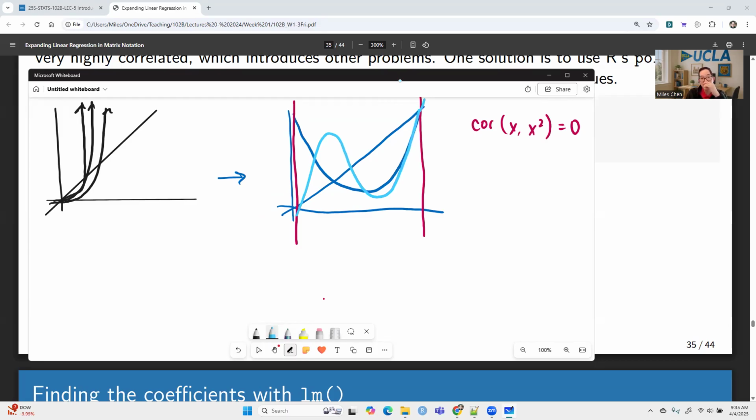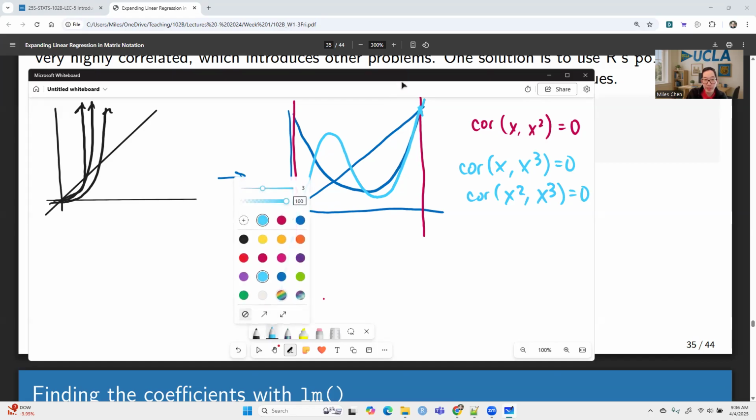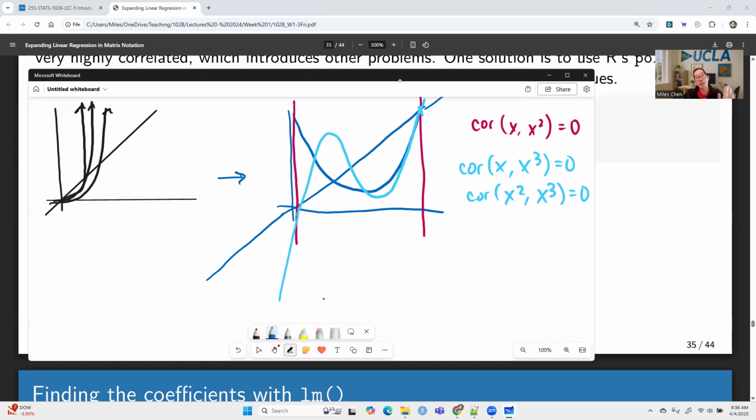At least in this range of values from here to here, the correlation between x and x cubed is also 0, and then the correlation between x squared and x cubed is equal to 0. If I expand this further, and this continues on, and this continues on, then there's going to be correlation between x and x cubed. But at least within this window of points here, there's correlation 0.